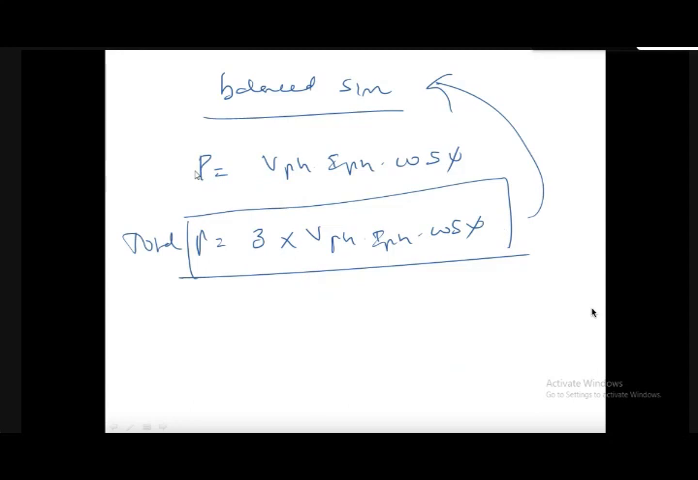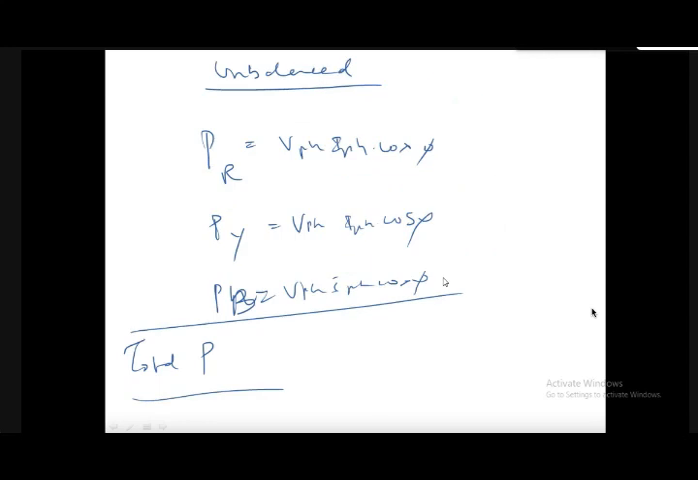So in a balanced system, if you find the power in one phase and multiply by 3, you get the total three-phase power. That is, V phase into I phase into cos phi is the single-phase power, and because it's a balanced system, you can multiply by 3 to get the total three-phase power. But it does not happen in an unbalanced system. So you have to find the power in the red phase, the power in the Y phase, and the power in the B phase, then add them to get the total power in the three-phase unbalanced system.